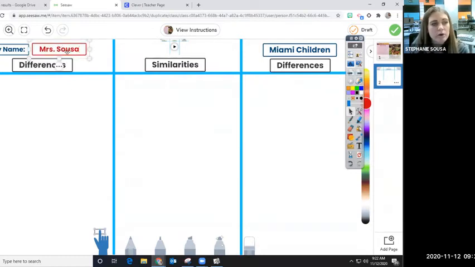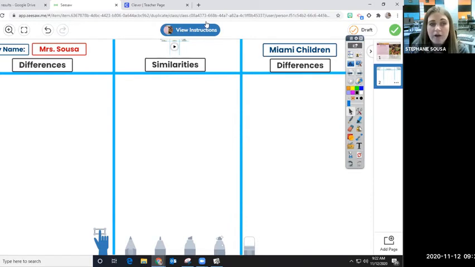So this is where you are going to write things that are different about your life from the Miami tribe. In the center is where you will write similarities. So these are how your life is the same as children in the Miami tribe. And over here where it says Miami children, this is where you will write things that are different and only true about the Miami children, okay?